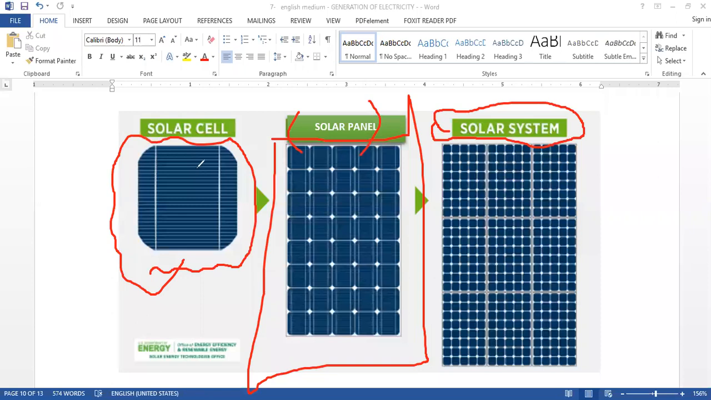System. One is a solar cell, solar panel, solar system. Clear?